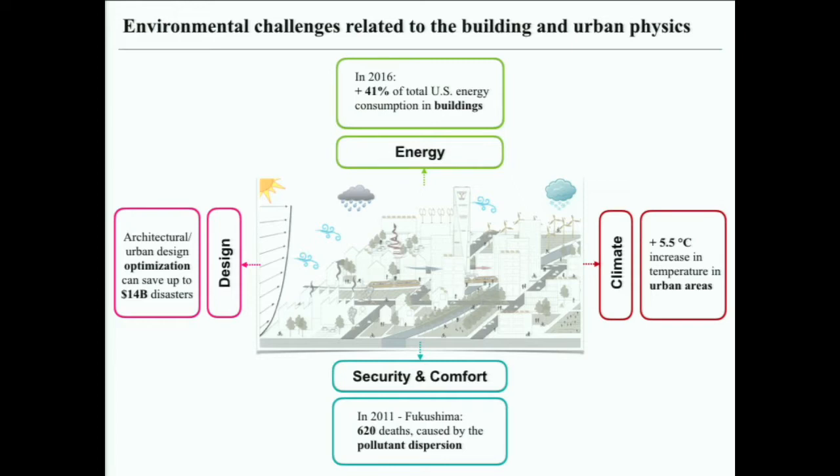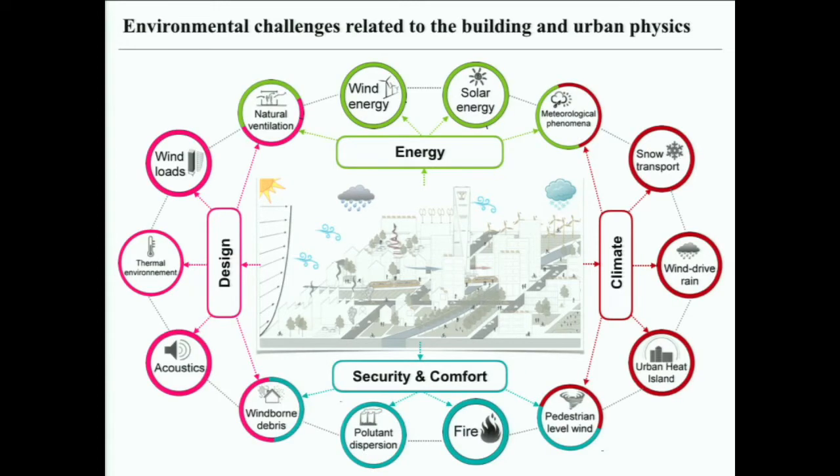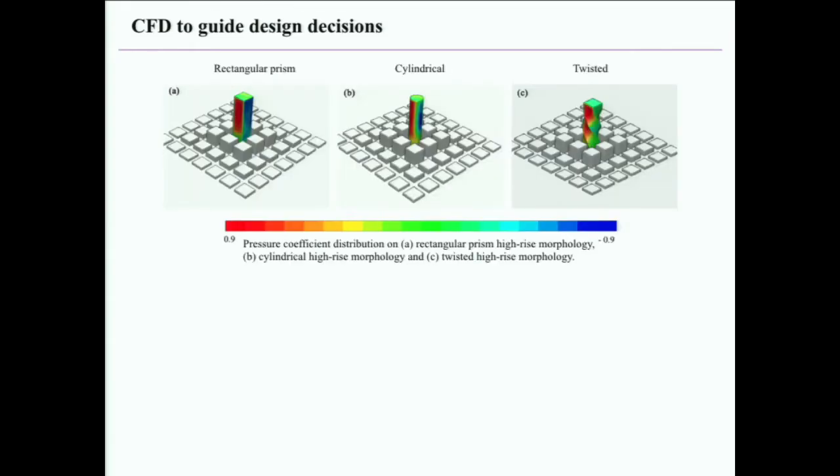We believe that if we can find a core for resolving the turbulent inflow and having an accurate CFD model, we can have an answer for each of these questions that you can see here. From natural ventilation for building scale problems, wind engineering, solar panels, snow transport, meteorological phenomena, even pollutant dispersion can be simulated with this core. So we believe that CFD can have a solution for each of these questions, and it could be a guide for design decisions.